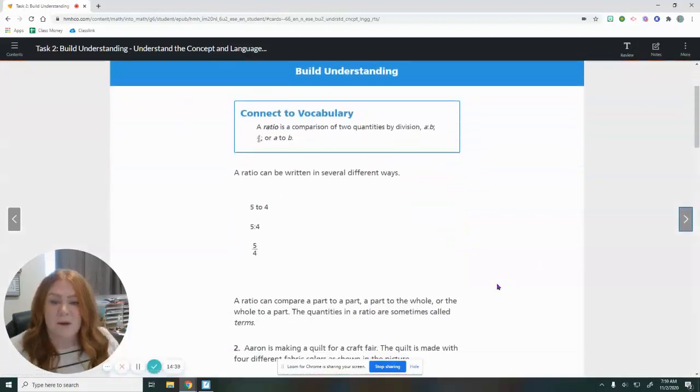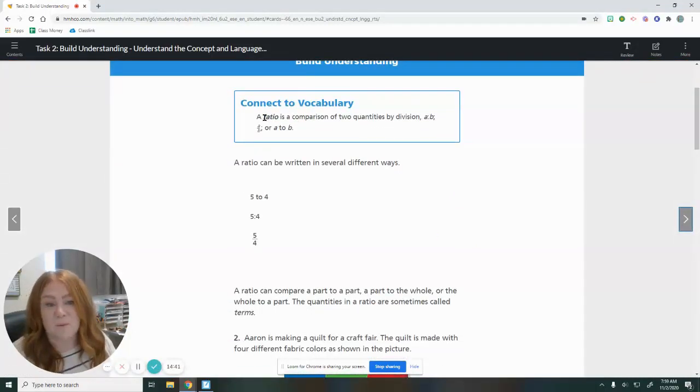Hey, so we have this word ratio we've been talking about. When we're using ratios, we're really just comparing two numbers. So we just compared black to orange kittens. And it really is a division problem, and you can write it three different ways. You can write it with a colon to separate them. You can just write it as a fraction, or you can say the word to, A to B.